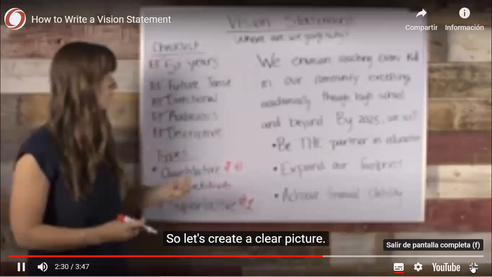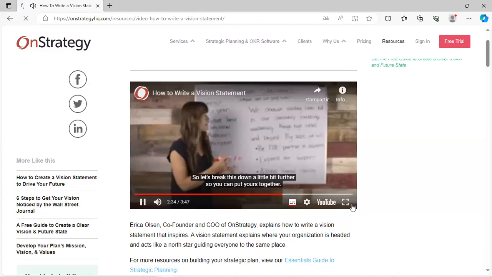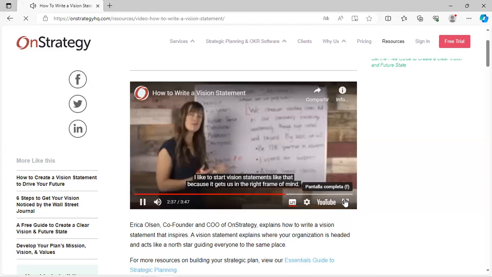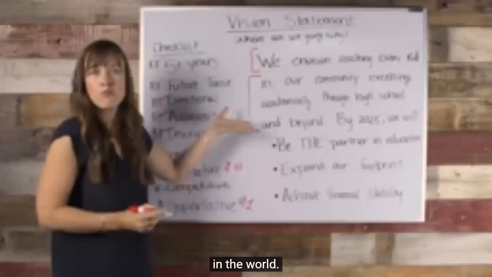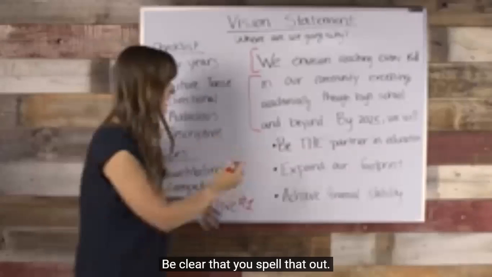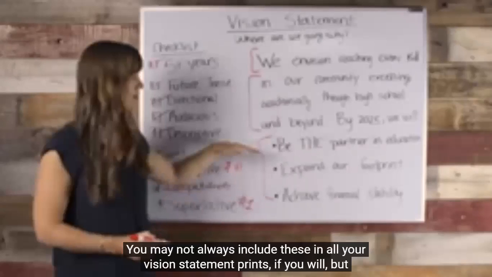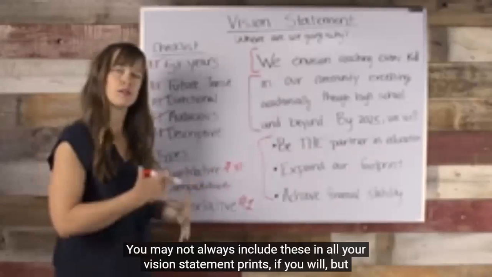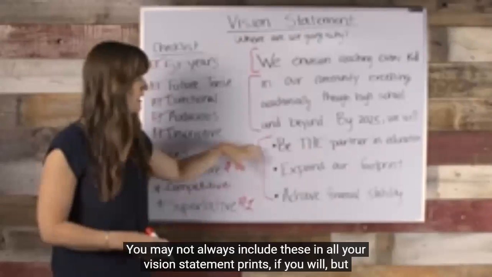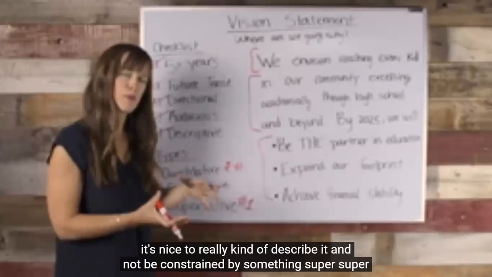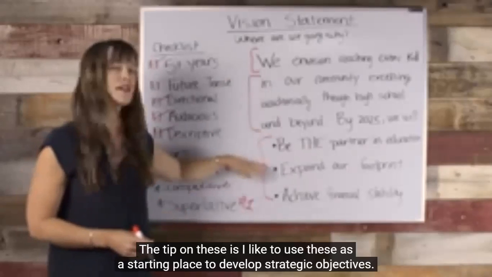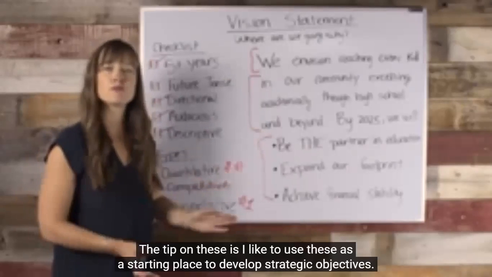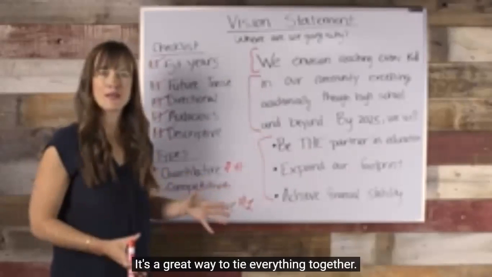So let's break this down a little bit further so you can put yours together. We envision. I like to start vision statements like that because it gets us in the right frame of mind. You might get rid of it later, but it's a good place to start. The impact that we're making in the world. What is different? Be clear that you spell that out. And then what the world looks like. You may not always include these in all of your vision statement prints, if you will, but it's nice to really describe it and not be constrained by something super, super tight and synthesized. The tip on these is I like to use these as a starting place to develop strategic objectives. It's a great way to tie everything together.